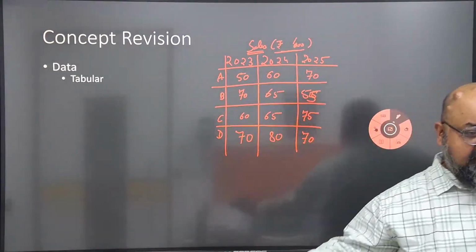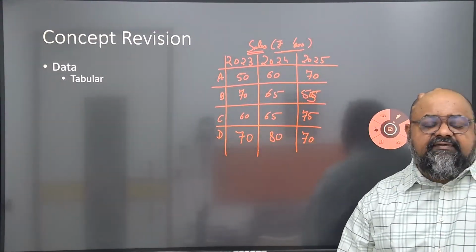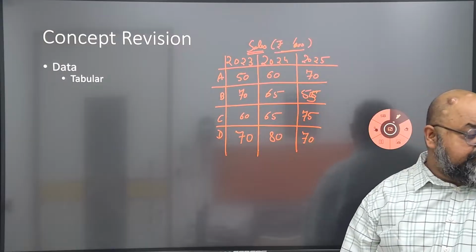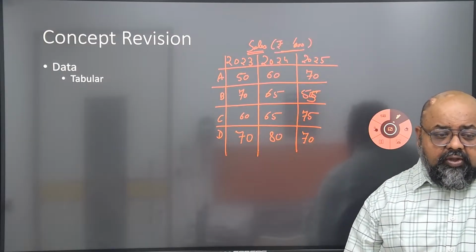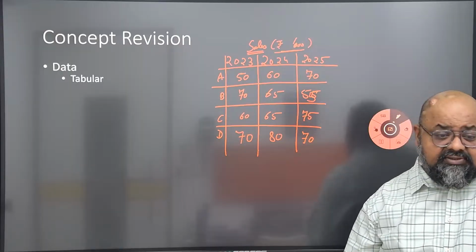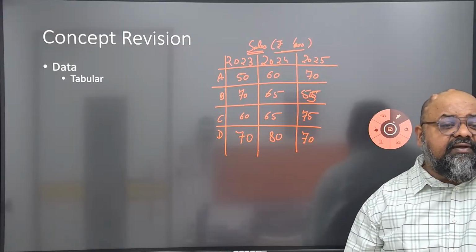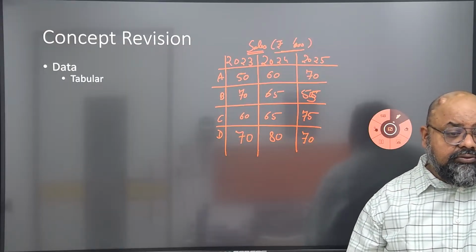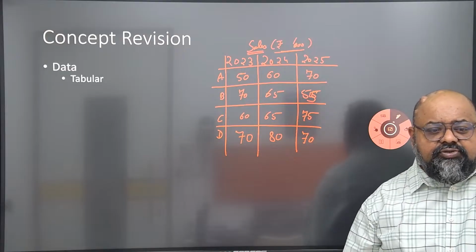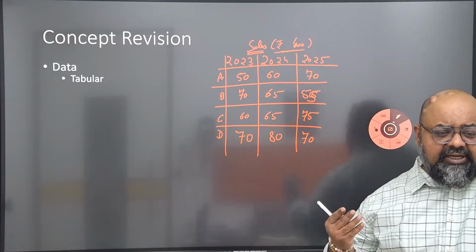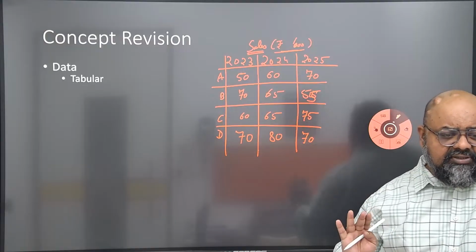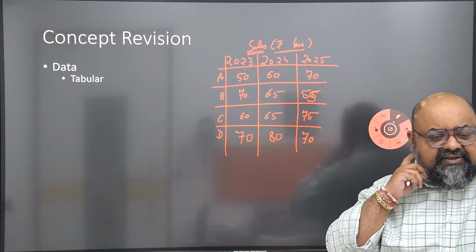So now I have a table in front of me. This table gives me the sales in rupees thousand of four products A, B, C, D for three years, 2023, 24 and 25. Tabular data. There is no trend that this table will tell me per se. There are numbers, and I make calculations on the data that is given to me.